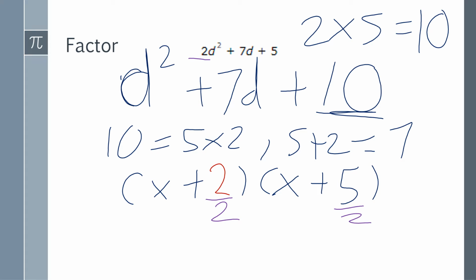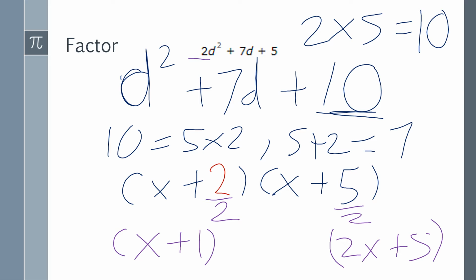So of course, 2 divided by 2, you get x plus 1. And then when you divide stuff by 5, you know you don't have a whole number when you divide, so you get 2x plus 5. And that should give you the correct answer.